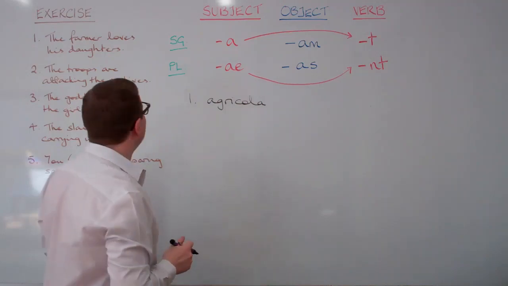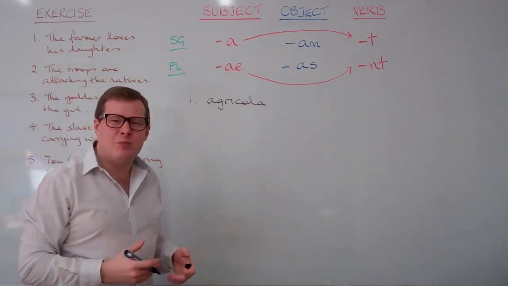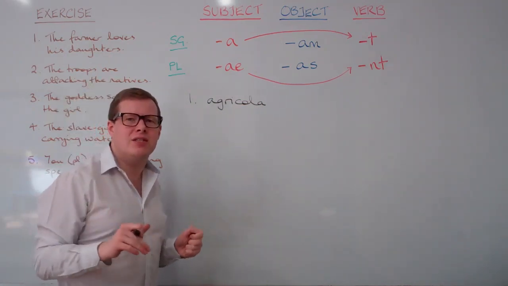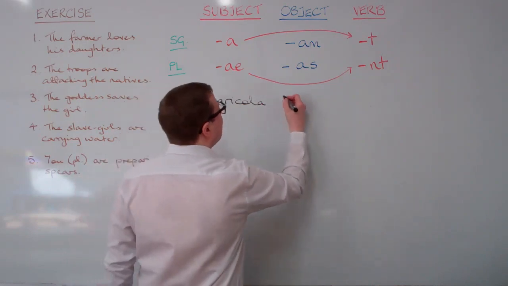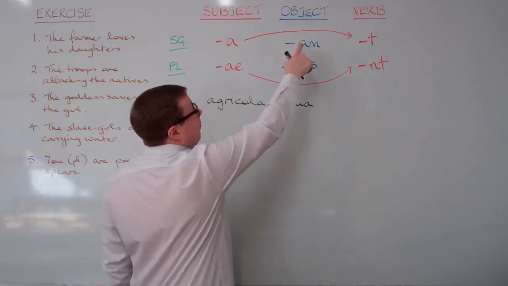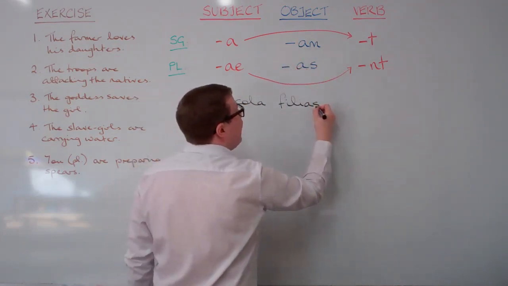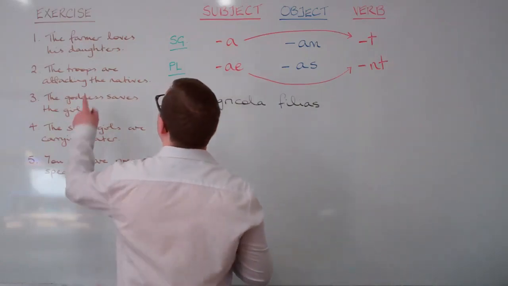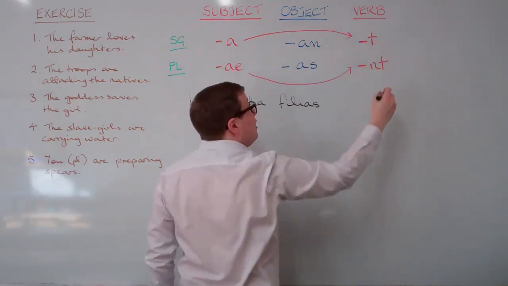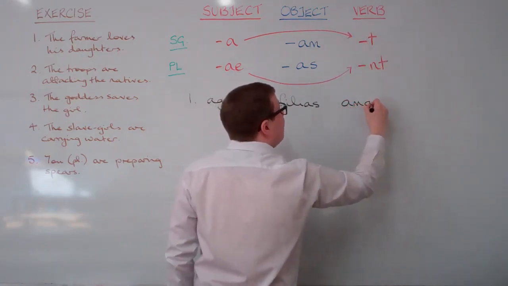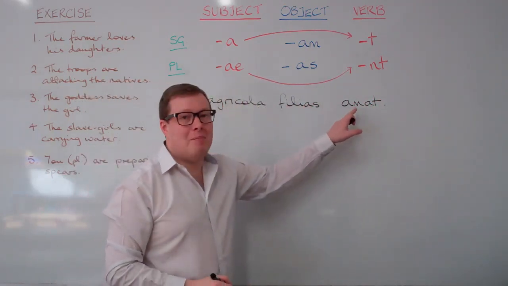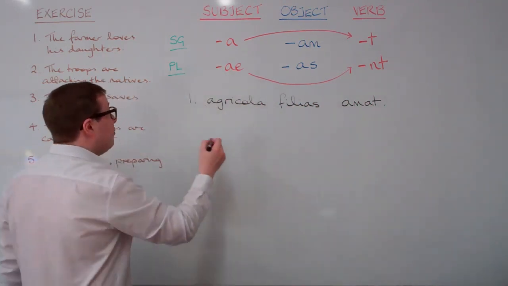Note that Latin quite often leaves out possessives like his. It's pretty obvious that it's going to be his own daughters he loves rather than somebody else's. So we can leave the his out and just deal with the daughters. A daughter in Latin is a filia. They are the object and they're plural, so it's going to have the as ending. And finally, he loves. He is a singular subject. The verb is going to agree and will also be singular. Amo, amas, amat, like so. Agricola, filias, amat.